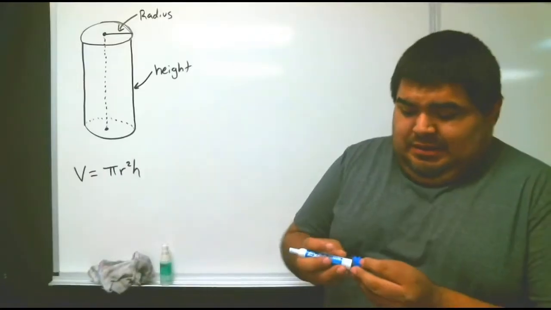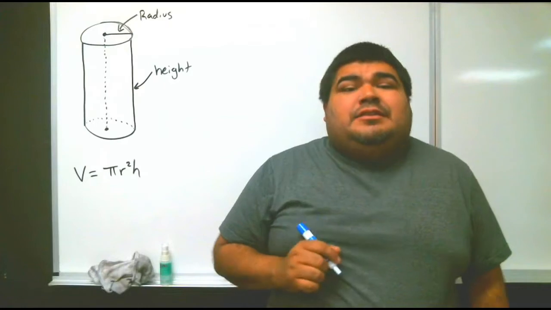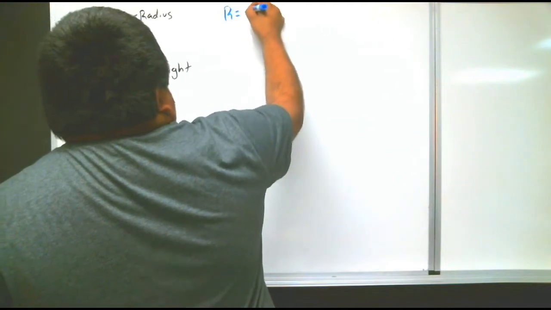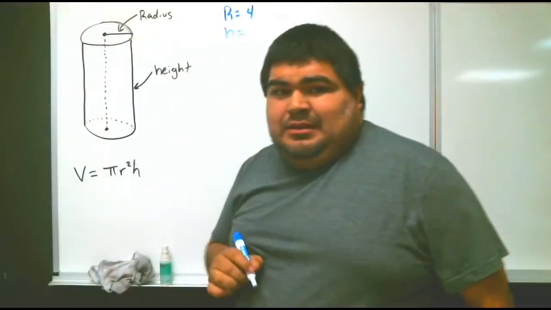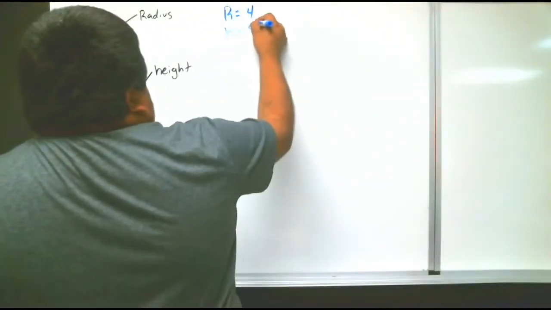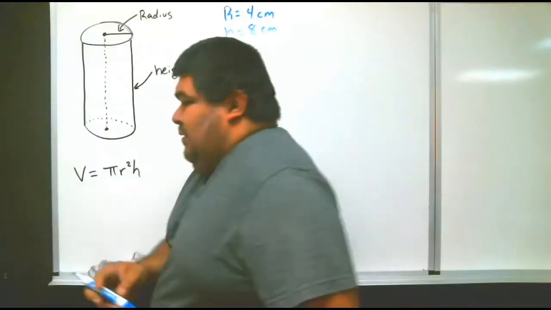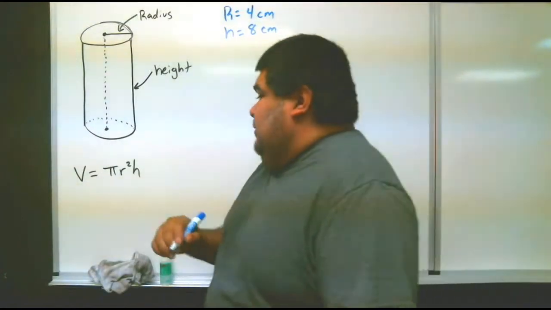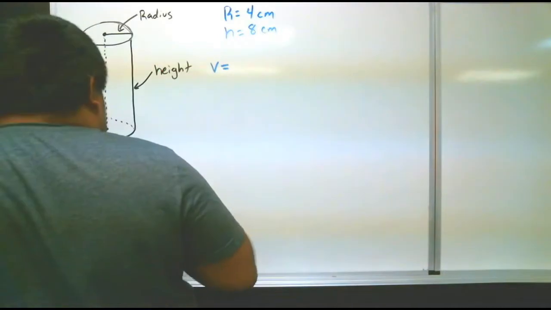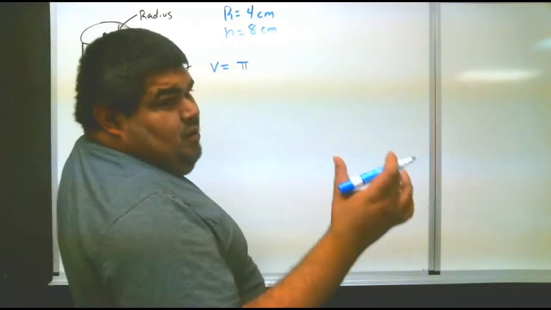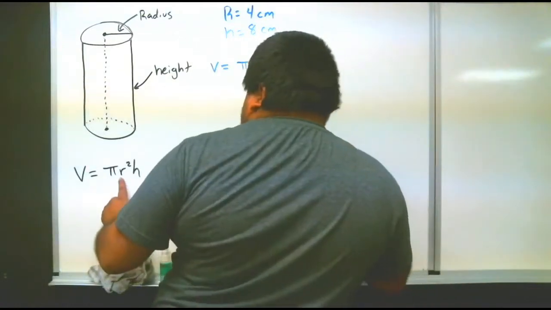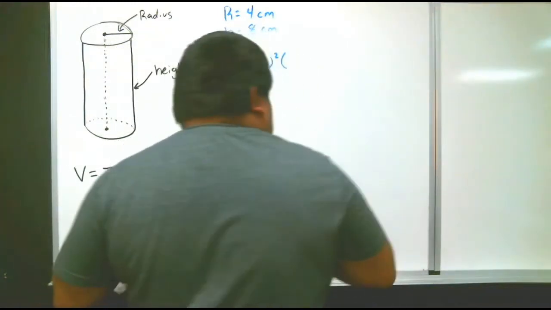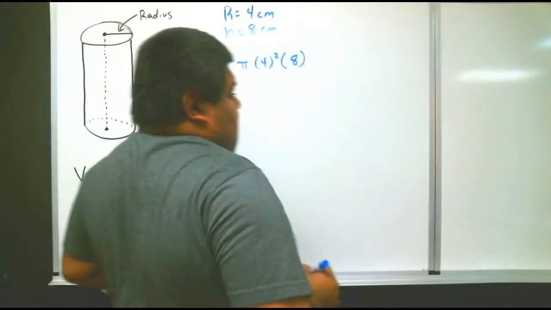So for example, if the radius in this cylinder is 4 and our height is 8, it's all centimeters. We can plug into this equation to solve for this cylinder. So we say V, or volume, equals pi r squared, because remember, our equation is r, which in this case is 4, squared, times our height, which is 8.